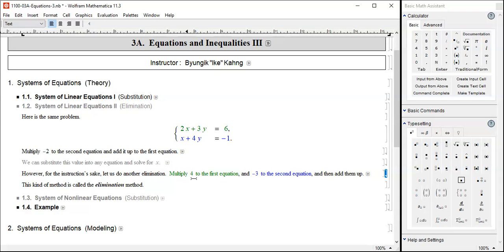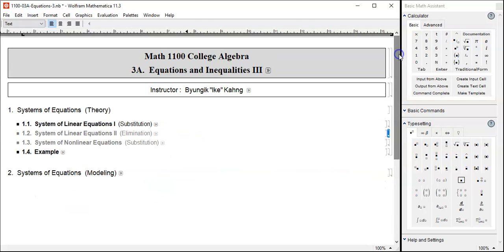But this method, the elimination method, has its own advantage. It can be made into a completely algorithmic fashion so that computers can handle it very, very quickly. So the elimination method is related to the use of computer algebra systems and a bunch of other things as a matter of fact too.